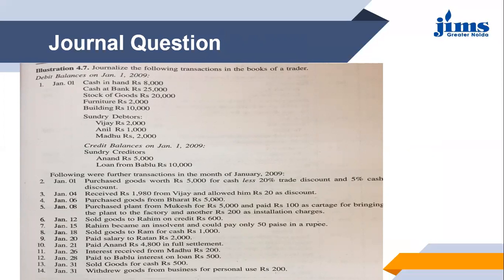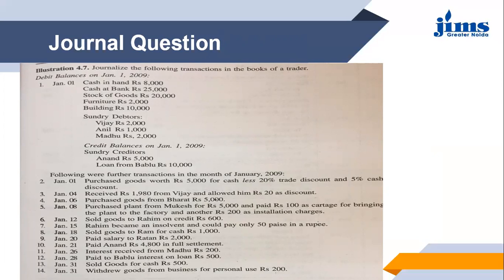So in this case, 5,000 rupees is the machine cost that needs to be paid to the vendor, plus 100 rupees the carriage charges and 200 rupees the installation charges. This also needs to be added to the cost of the asset. So 5,000 plus 100 plus 200 will become 5,300 as the cost of the asset.